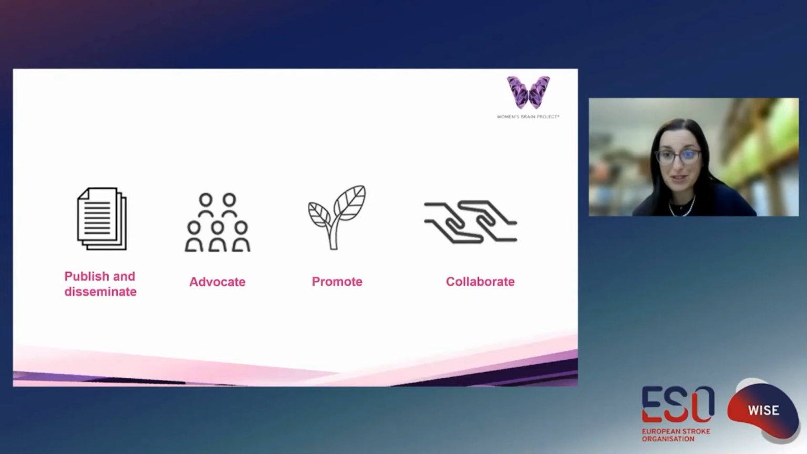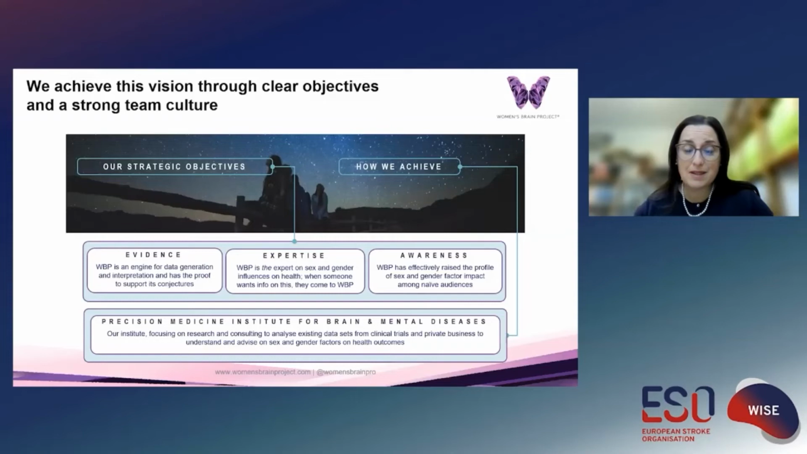So what is our work? What are our objectives and long-term aims? We strive to create evidence about sex and gender differences in the various aspects of healthcare. And this is very important to Women's Brain Project, to base our work on the latest scientific research and the latest evidence. Secondly, is to include and involve the experts in the fields that we work in or work with. And here again, networking is essential for this aim.